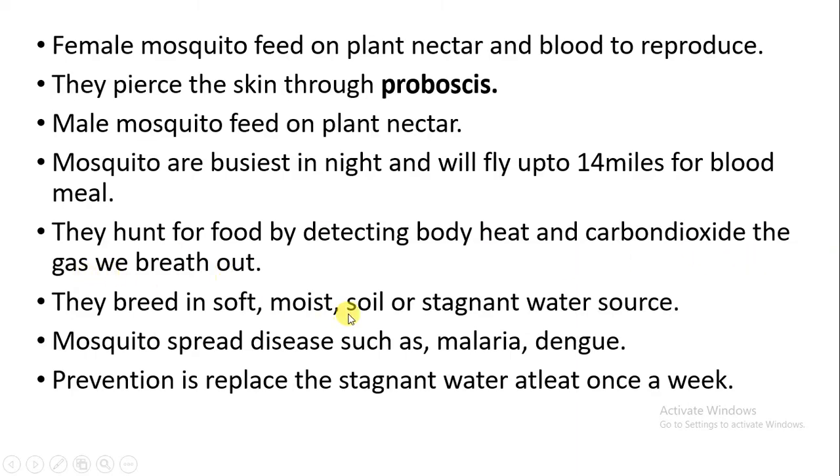They breed in soft, moist soil or stagnant water sources. Mosquitoes spread diseases such as malaria and dengue. Prevention is to replace the stagnant water at least once a week.